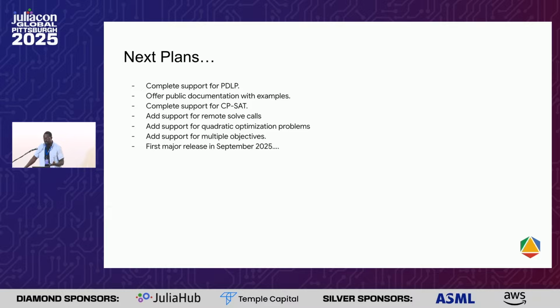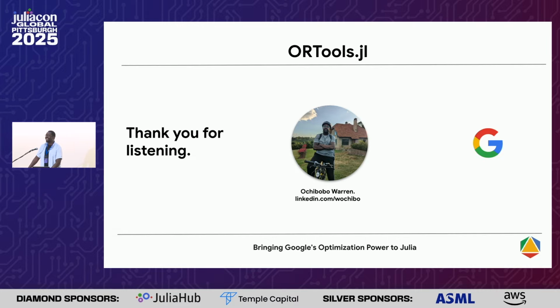So in September 2025, because we also want the package to be ready, one for JuliaCon that'll be in Europe and the other for the JuMP DevCon that will be in New Zealand in November. We want the package to be ready and also battle tested. So expect the first major initial release by September, of course this year, not 2025.